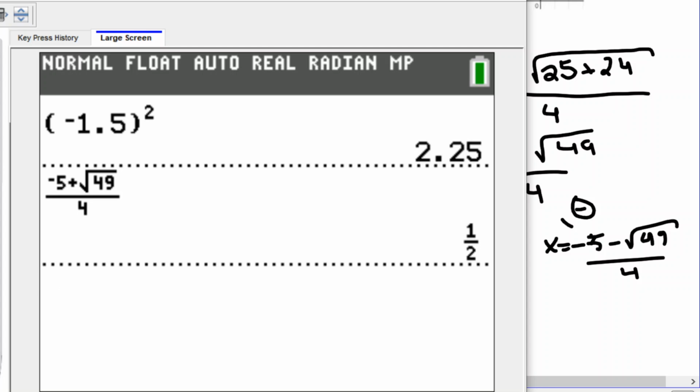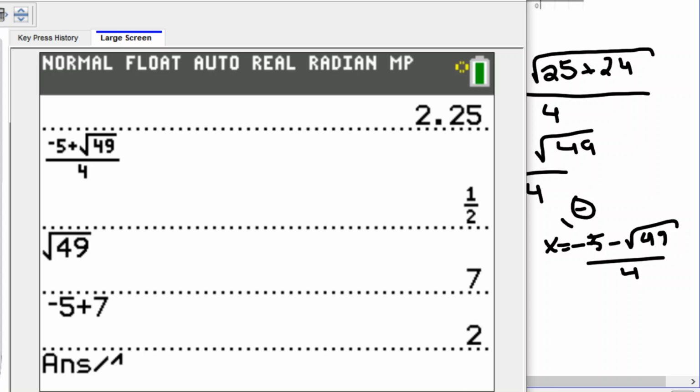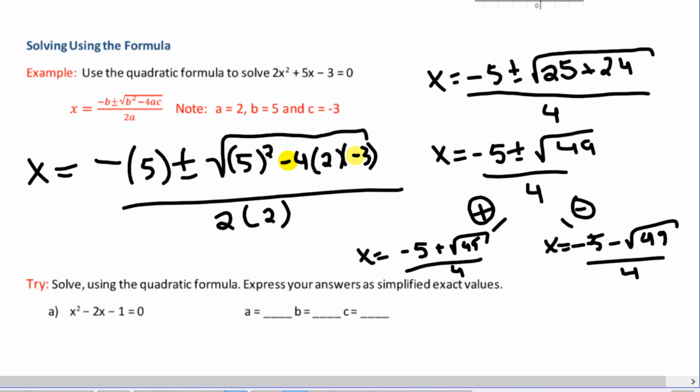You can also do this piece by piece. You might recognize that the square root of 49 is just 7. So you're doing -5 plus 7, and then dividing that answer by 4. Right? Either way, you're getting 1/2. You're getting 0.5 for our first solution. X equals 0.5. You might want to call it x1, something like that, just to indicate it's one of two solutions.